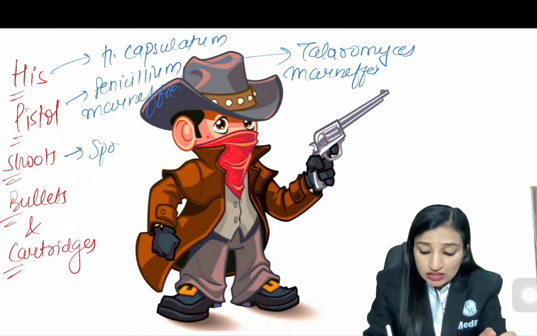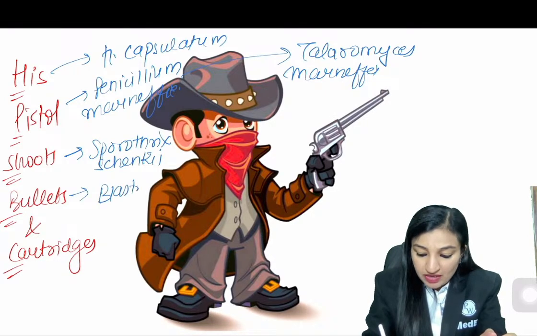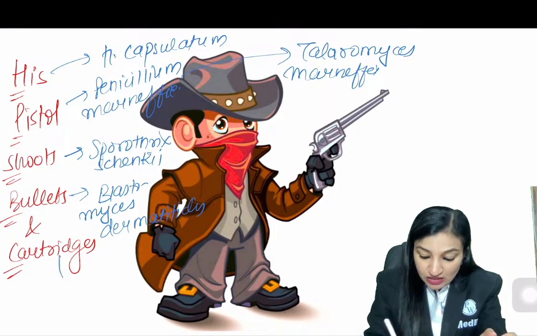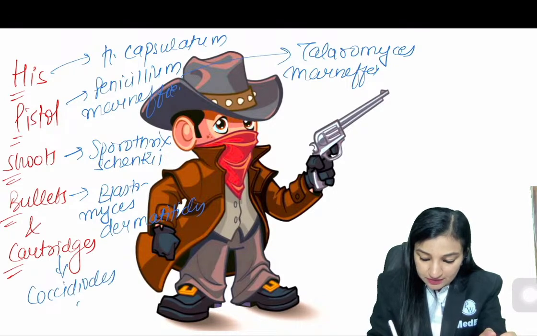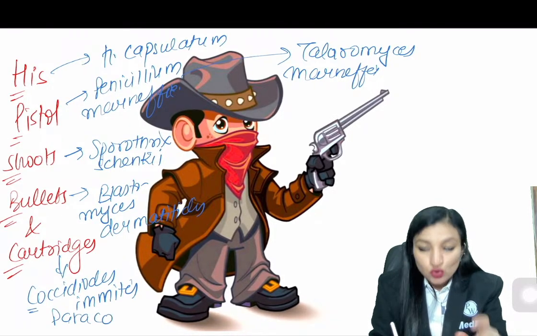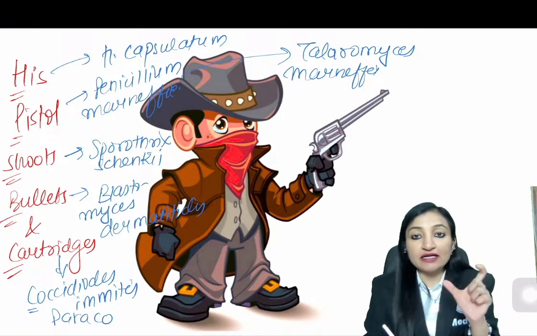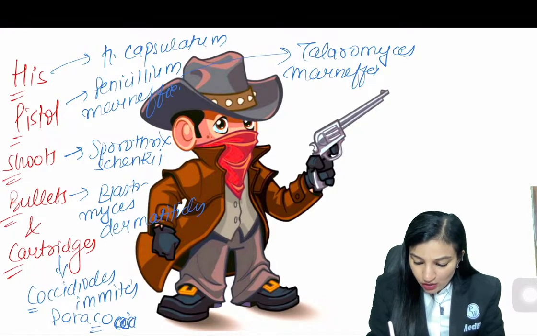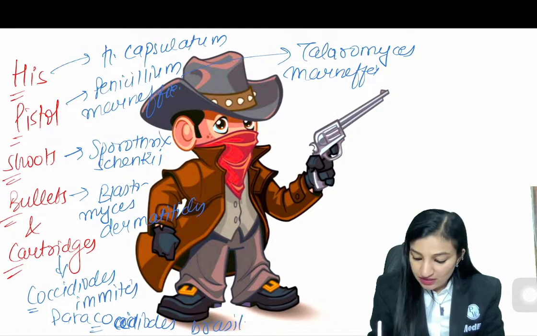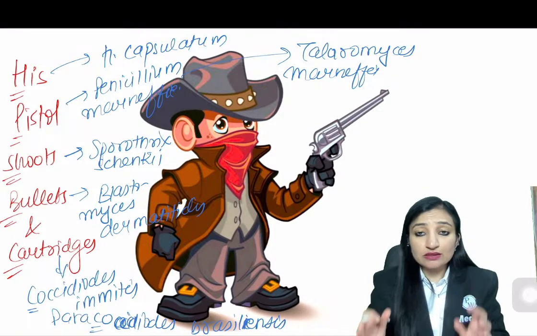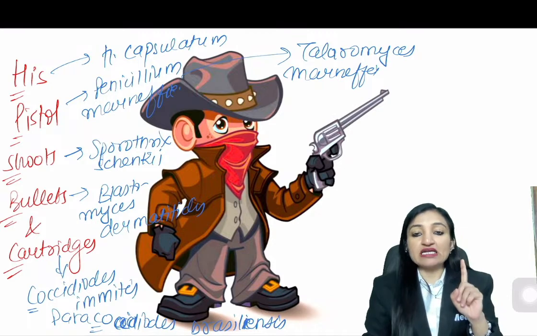S stands for Sporothrix schenckii. B stands for Blastomyces dermatitidis. Now C stands for Coccidioides immitis. And one more, remember, Paracoccidioides. So the Coccidioides word is there in two names. One is Coccidioides immitis and the other one is Paracoccidioides brasiliensis. So his pistol shoots bullets and cartridges. The names of the 6 medically important dimorphic fungi.